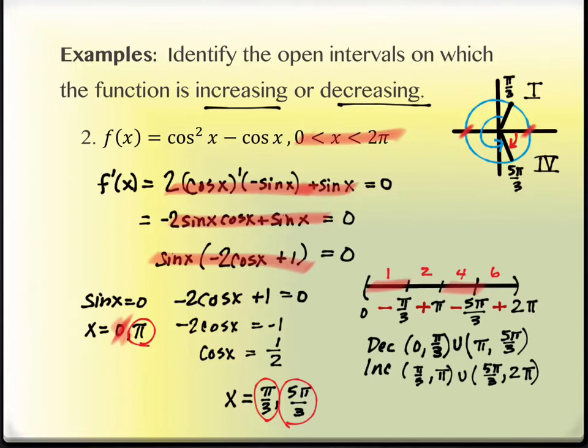Could we look at relative maxes and mins here? Sure we could. The first derivative test says that if it's going down and then up, there's going to be a local minimum here. And if it's going up and then down, I've got a local maximum here, and I've got another local minimum here. This question didn't ask me for that, but it certainly could be grouped with this question and answered with the same work anyway.